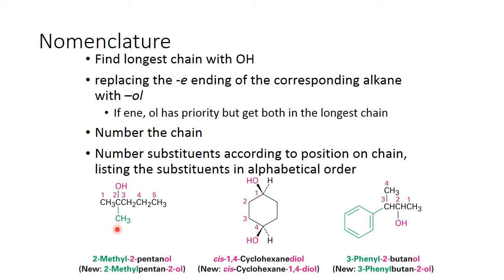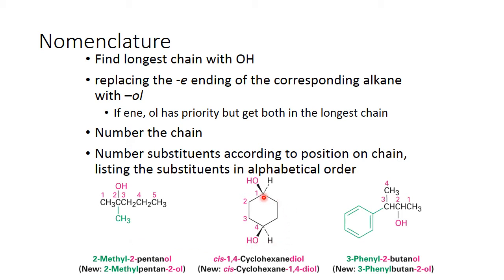There is another way that we can name this, and both ways of naming it are acceptable. You can put your number just before the functional group, so that instead of 2-methyl-2-pentanol, we can say 2-methylpentan-2-ol, or pentan-2-ol.